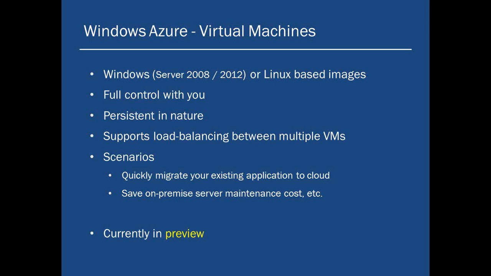Windows Server comes with two flavors. You can have a Windows Server 2008 configured VM, or you can have a Windows Server 2012 VM. So you can choose which OS you want. You either want 8 or 12. You don't have support for versions older than this. And now you also have a choice of which flavor of Linux you want. So today you have dual options. You can choose Linux, or you can choose Windows Server as a virtual machine base for hosting your applications.